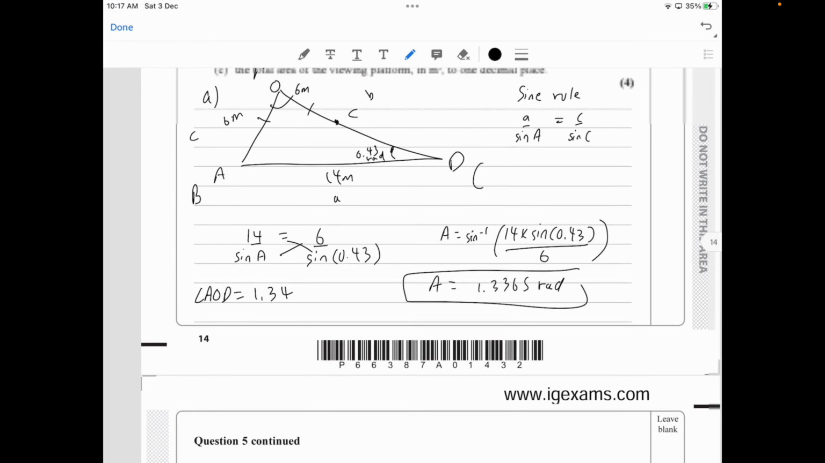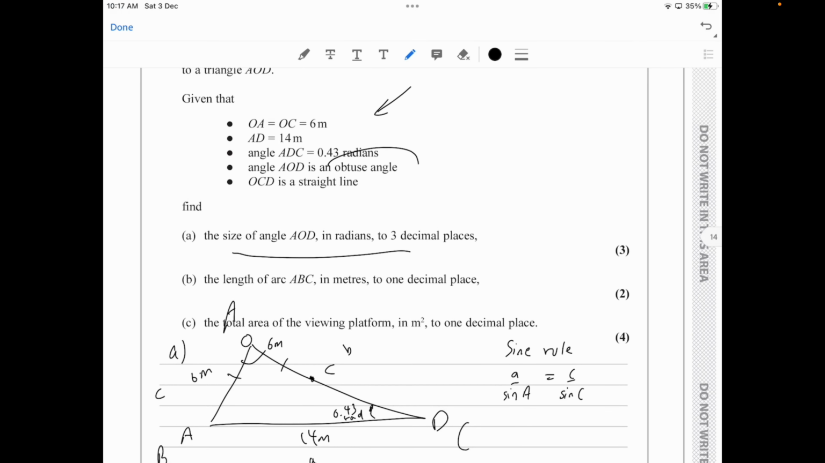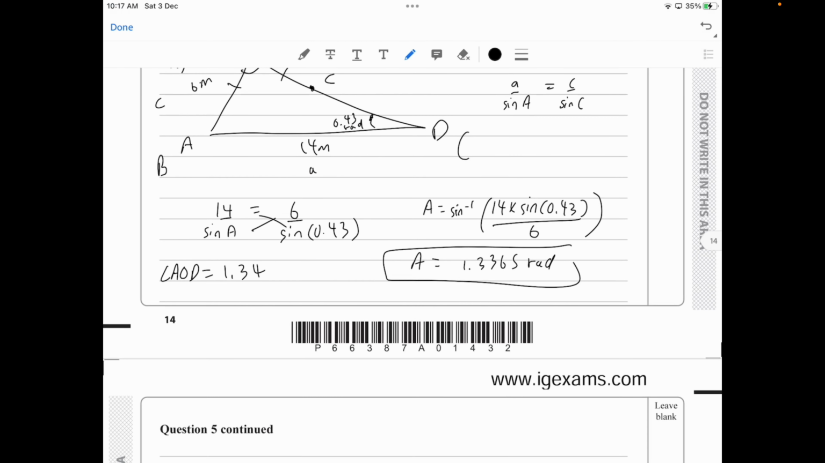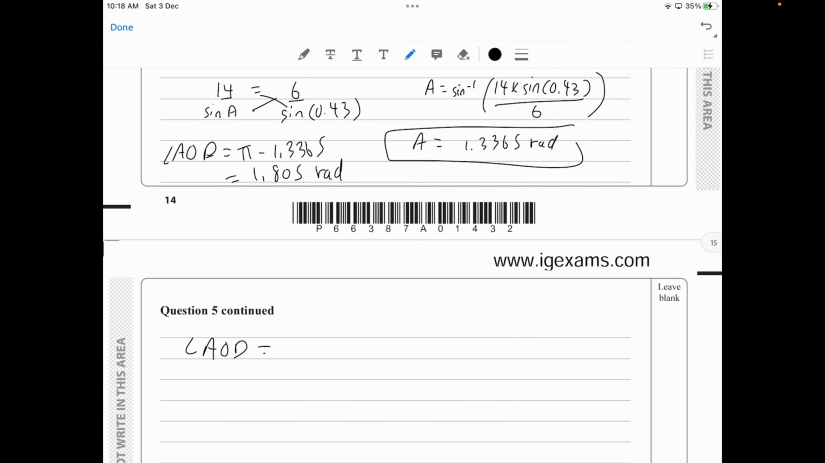Actually, no. Since AOD is an obtuse angle, as mentioned in the question, we cannot leave it as 1.34. So angle AOD is going to be equivalent to pi minus 1.3365. That gives us the correct value in radians, since it's an obtuse angle. So we're going to get roughly 1.805 radians. Now this is your actual answer for angle AOD: 1.805 radians. This is the obtuse angle notation. Alright, let's move on to the next question.